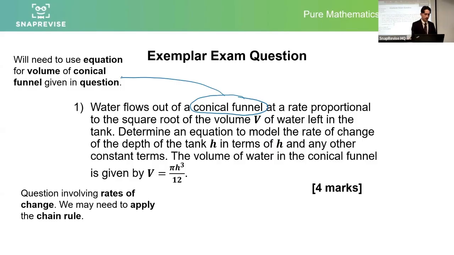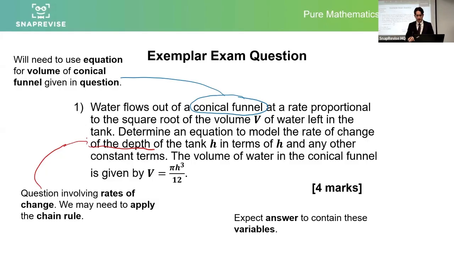Right, there's a lot going on here. A lot of people don't like starting questions like this, but let's see how we go. We're going to expect the answer to contain these variables because it says in terms of H, so that's what they're looking for. It's 4 marks. I'm going to give you 2 minutes as a bit of a head start on this, and then we'll go through this together, but this is all good. Let's give it a try.